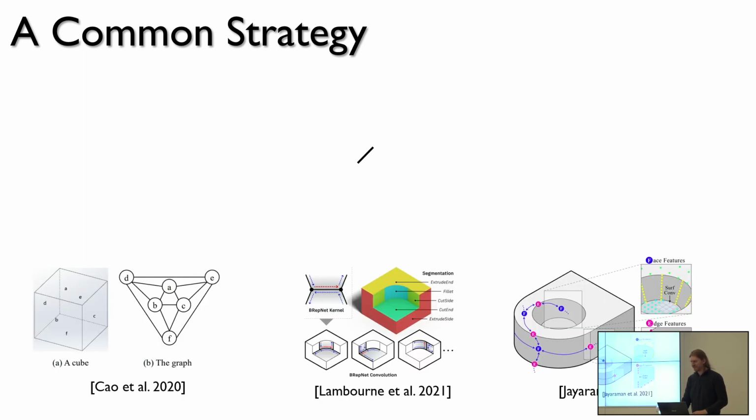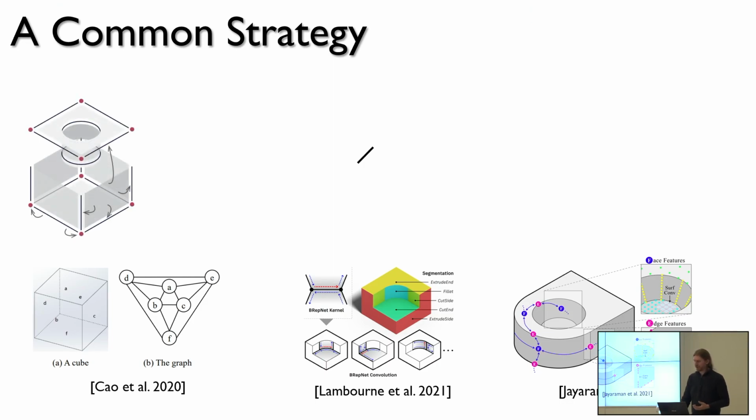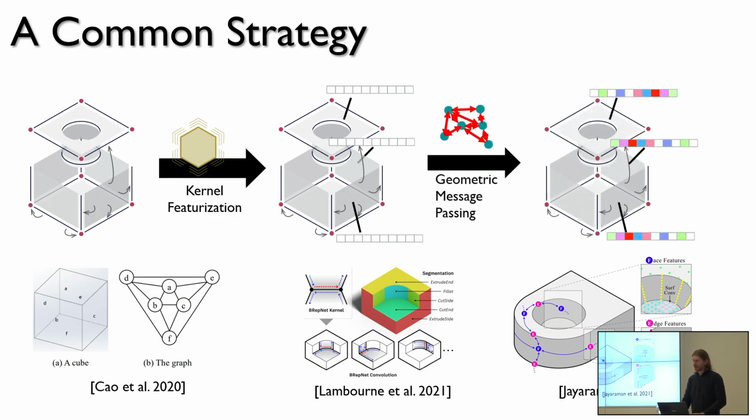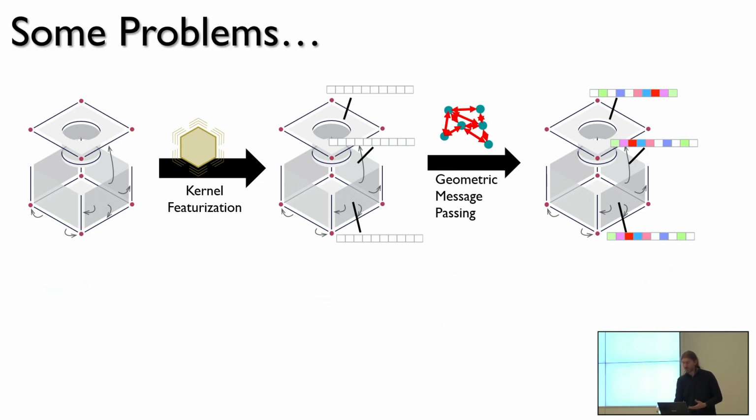So I'm not the only one to make the observation that GNNs are useful for BREPs. Several prior and concurrent works made a similar observation, and they all use similar pipelines. So given a BREP, they'll first ask the CAD kernel to featurize faces and edges into a vector format, sometimes with summary statistics, sometimes with grid sampling over the surfaces. Then they'll apply message passing over the geometric adjacencies between faces of the BREP to get some sort of final embeddings. So this works for some tasks, but it has problems for our purposes.